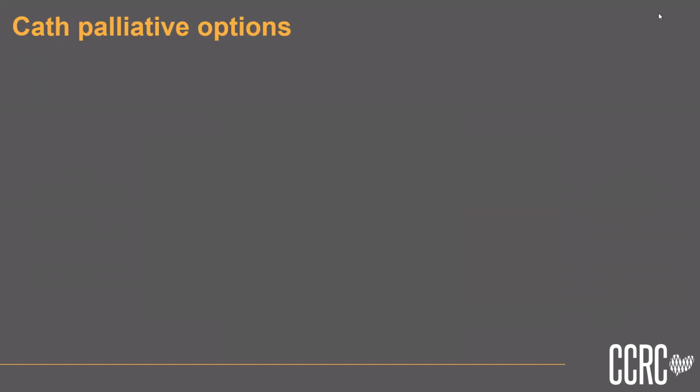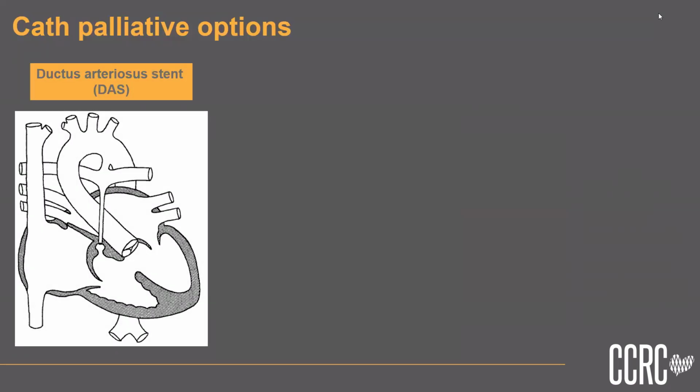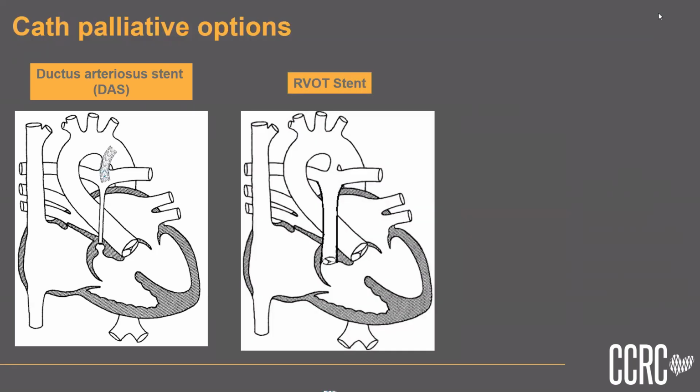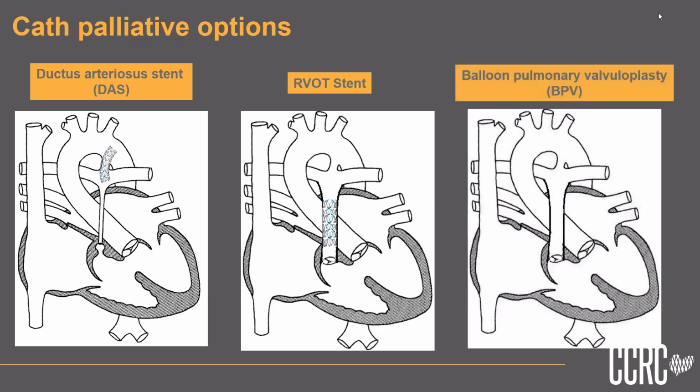So to list off the cath options that you might see, one of them would be putting a stent in that duct, so a ductus arteriosus stent. An RVOT stent, basically a stent within the right ventricular outflow tract to make sure that remains patent. Or they could undergo a balloon pulmonary valvuloplasty, which is where they'll put a balloon in and inflate it.